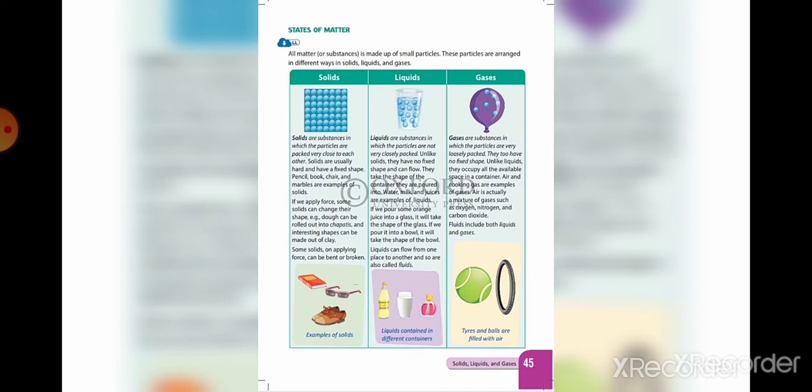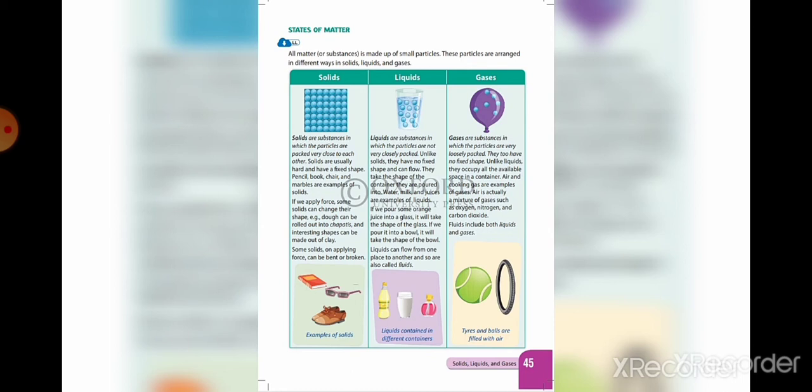They too have no fixed shape, unlike solids. They occupy all the available space in a container. Air and cooking gas are examples of gases. Air is actually a mixture of gases such as oxygen, nitrogen and carbon dioxide. So many gases form air.